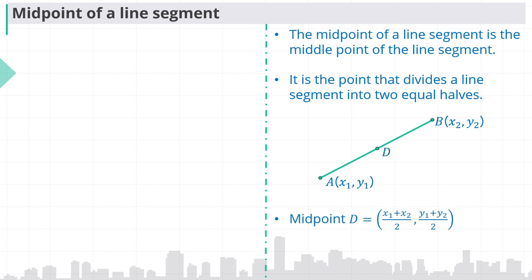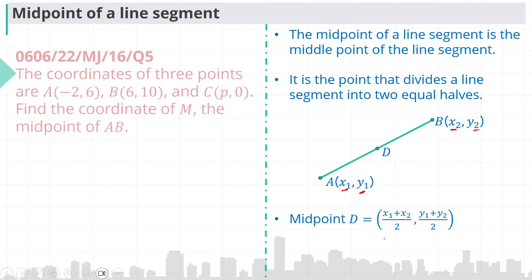Now, how do we calculate the midpoint of line segment AB? We simply add the x coordinates of the endpoints, divide by 2, add the y coordinates of the endpoints, divide by 2.